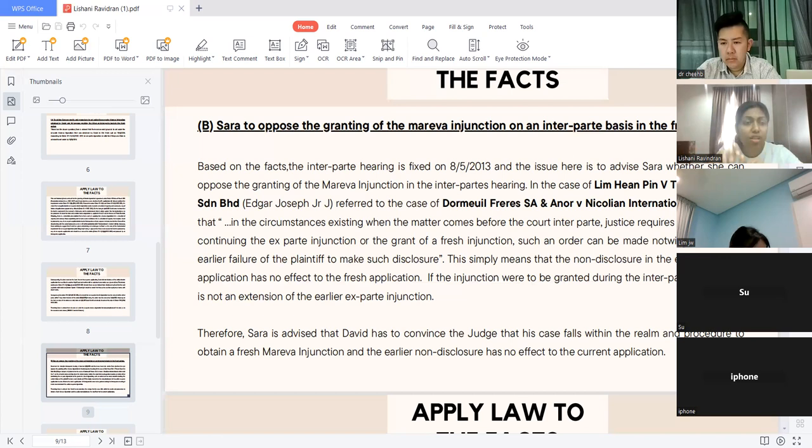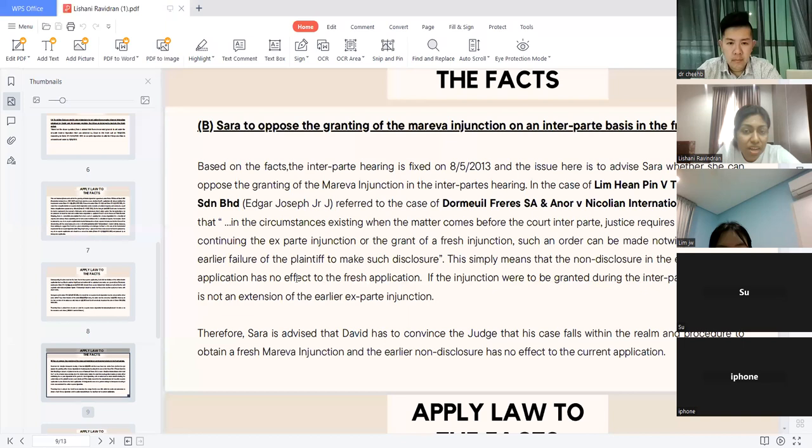Okay, so if you look at the answer, based on the facts, the inter partes hearing is fixed on 8/5/2013, and the issue here is to advise Sarah whether she can oppose the granting of the Mariva injunction in the inter partes hearing. In the case of Lim Hien Ping, Justice Edgar Joseph Jr. referred to the case of Dong Will, which held that in the circumstances existing when the matter comes before the court inter partes, justice requires an order either continuing the ex parte injunction or the grant of a fresh injunction. Such an order can be made notwithstanding the earlier failure of the plaintiff to make such disclosure.